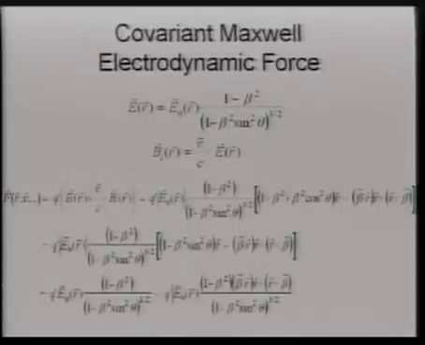If you look at the covariant Maxwell electrodynamic force, this is your E field, and this is your B field, and you can form, using the Lorentz force law, the force, and you get the same force law that we have. You can rewrite it and get it into this form. So the force law we have just through the velocity term is in agreement with the competing theory that we are working with, but it's derived with totally different assumptions.